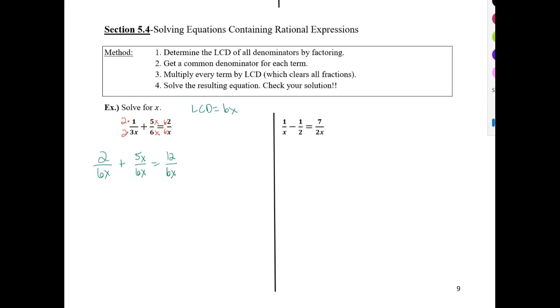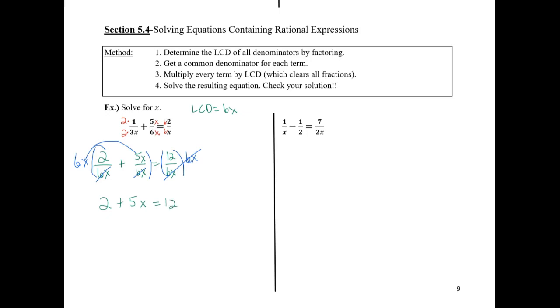Once all the denominators are the same, I can multiply everything by 6x. So I multiply the left-hand side of our equation by 6x, multiply the right-hand side of the equation by 6x, and it will divide out with all the denominators. So I would distribute here, and the denominators would all divide out. The only thing I would be left with are the numerators. So essentially we are clearing out those fractions.